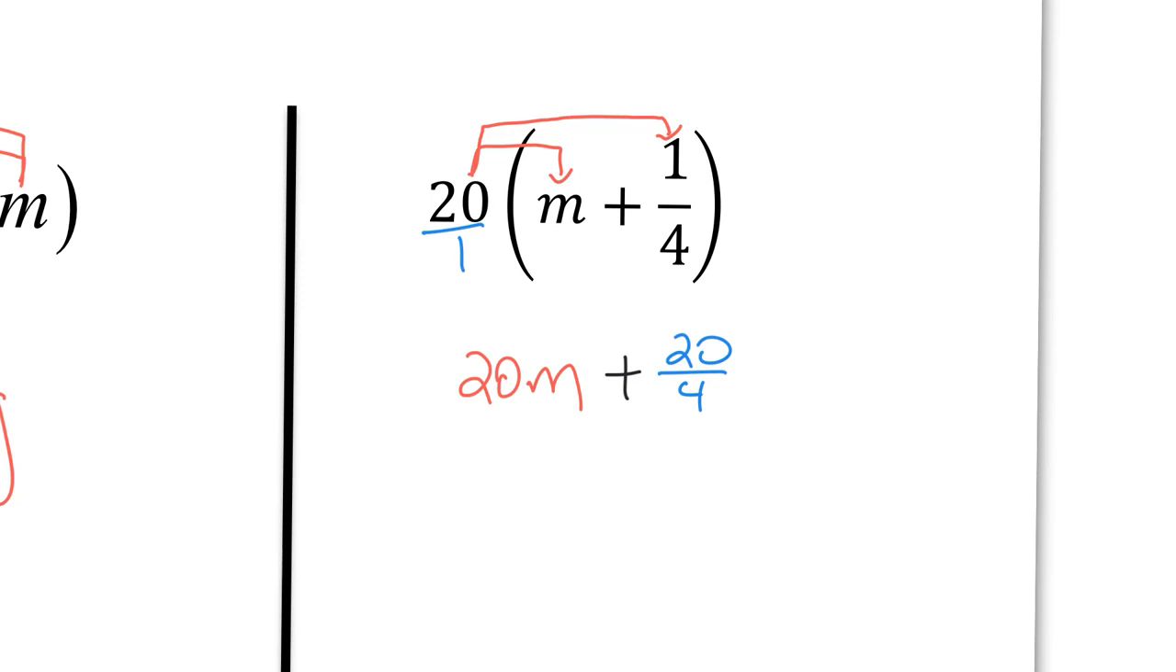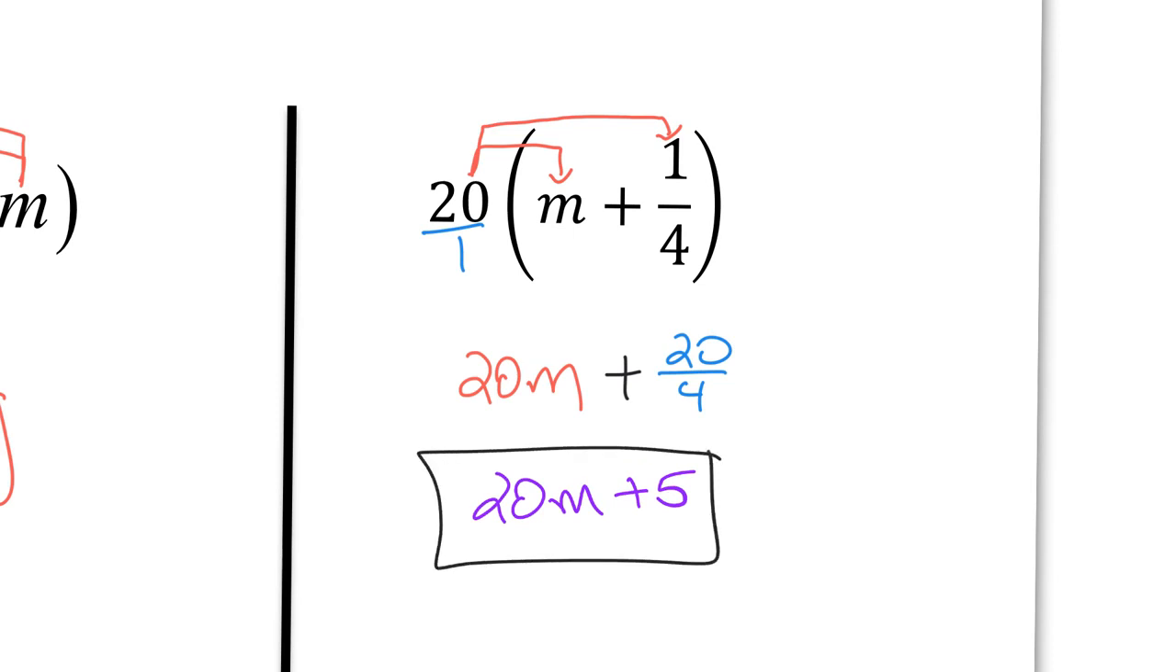20 divided by 4 is 5. So you guys can have your answer, 20m plus 5. And that's your simplest form. You guys want to simplify all the way until you guys cannot do anything else. So if you can reduce fractions, you guys have to. 20/4 is 5. 20m, well, that stays the same.